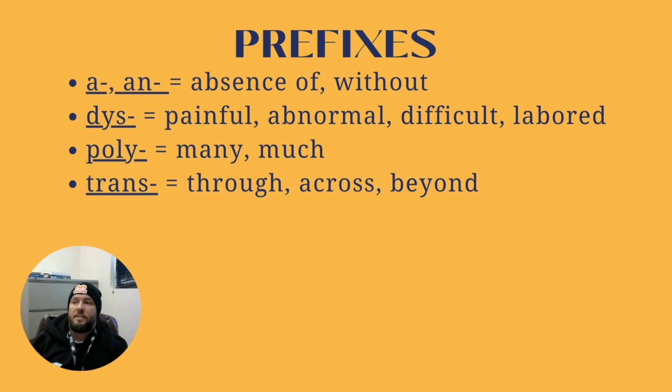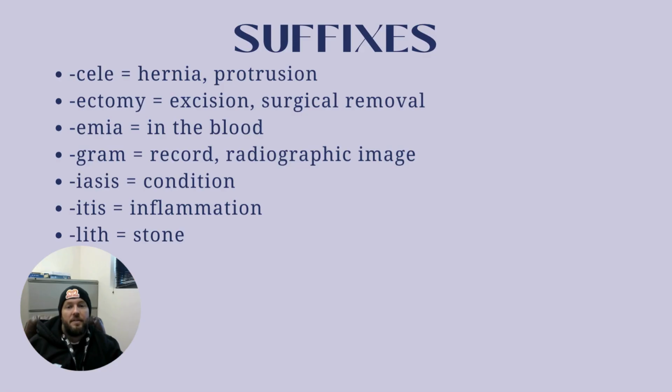Some of the prefixes you will need to know. Prefix of a or an is absence of or without. Dis is painful, abnormal, difficult, or labored. Poly means many or much. Trans, through, across, or beyond. And some suffixes you will see in this chapter.